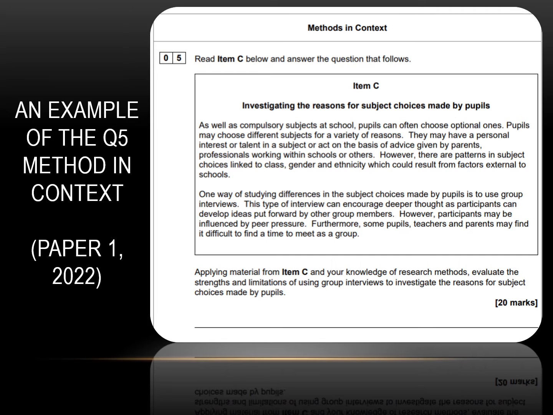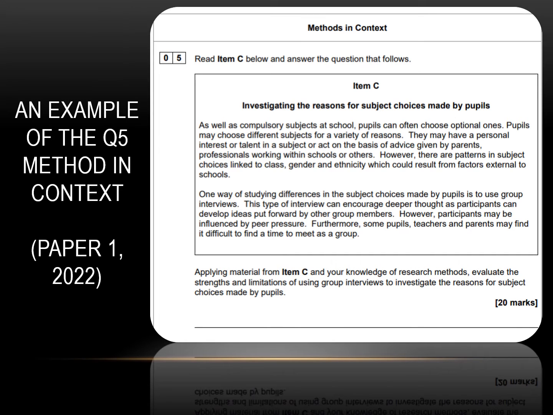The second part of the item is about the method. In this case, it gives you a little bit of info about group interviews and some possible strengths and weaknesses that you could be writing about. And you've got to remember that this question is asking you to evaluate the strengths and limitations of this method, so you're thinking about your practical, ethical and theoretical strengths and limitations.